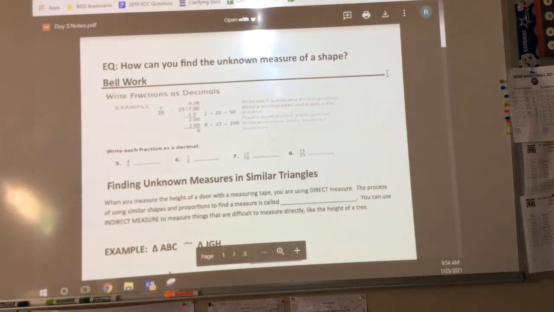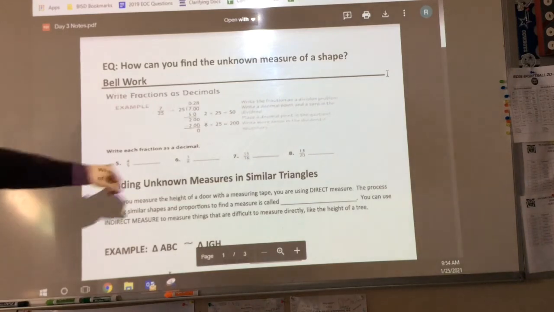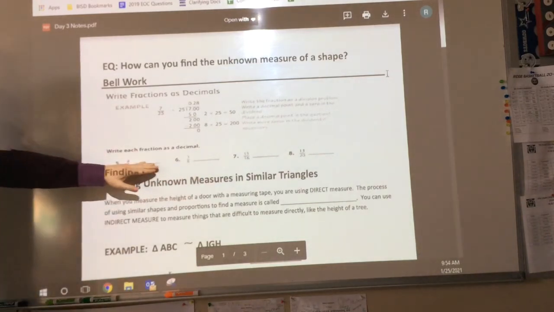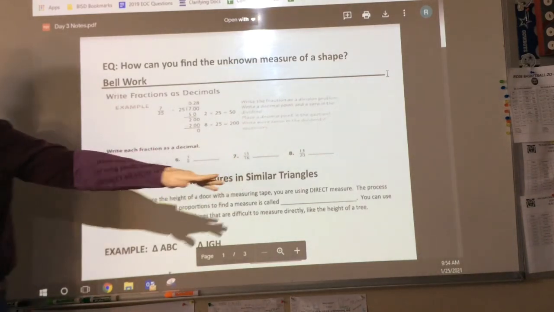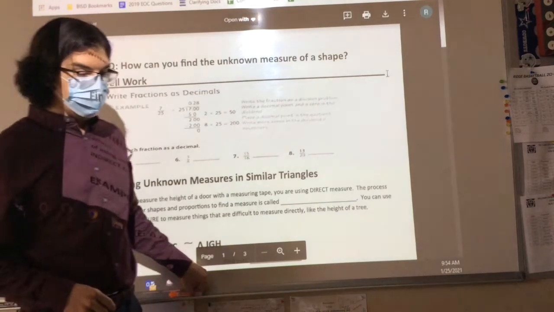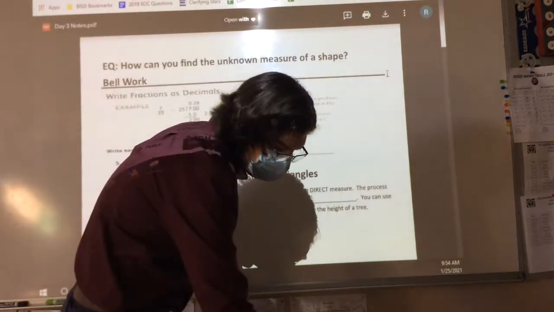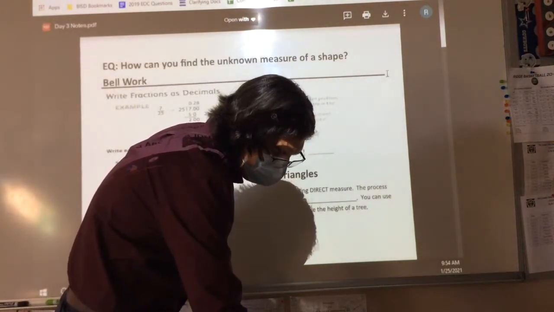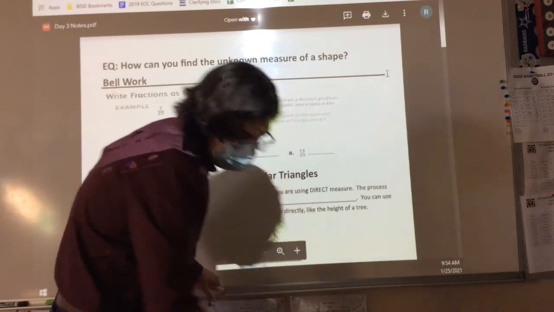Okay, so it says writing fractions as decimals. Is everybody familiar with how to convert a fraction to a decimal? We learned it in 6th grade. We haven't done it a ton in here. I'm going to give you a brief recap on it. You're going to divide the numerator by the denominator.